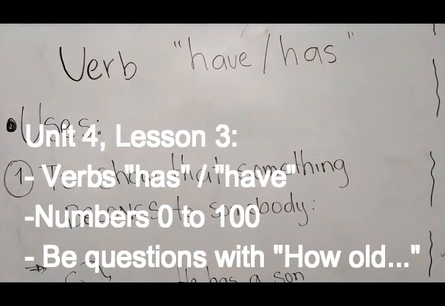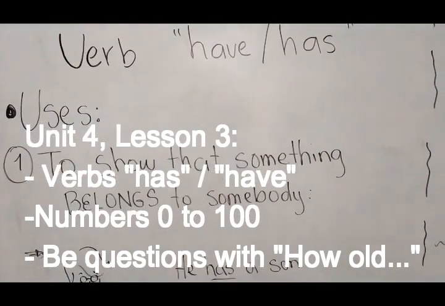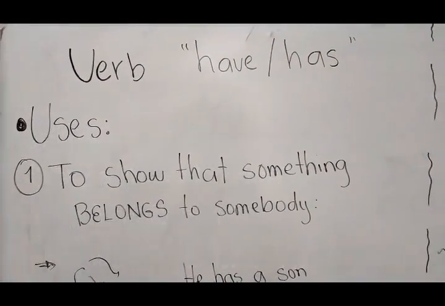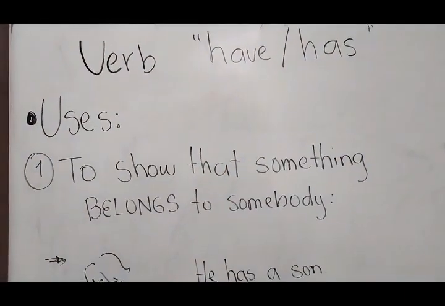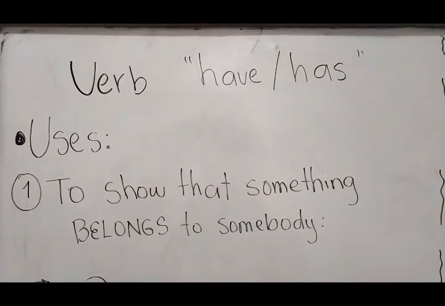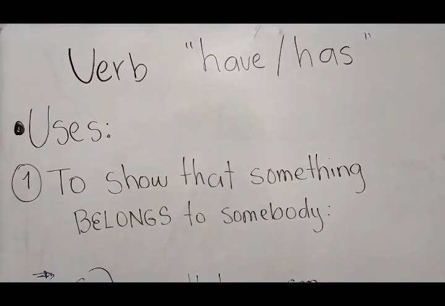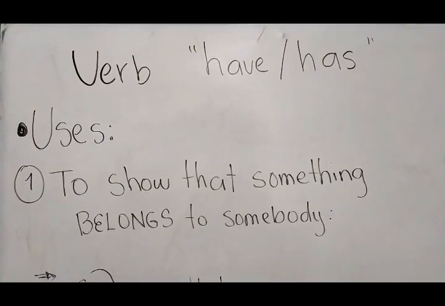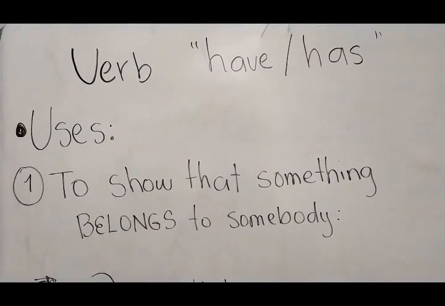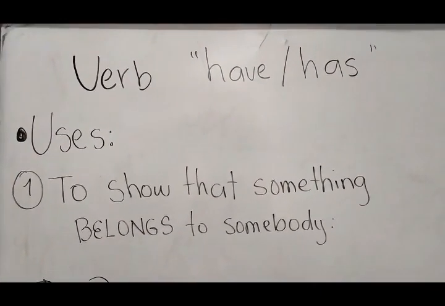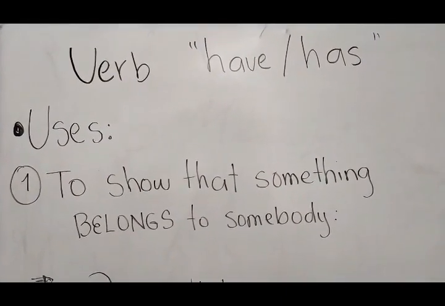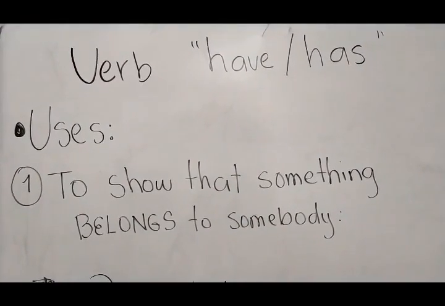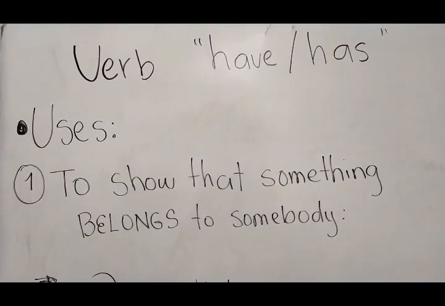For today's class, we're going to learn three different things. First, we're going to learn how to use the verb have and has. Second, we are going to practice some pronunciation of numbers. We're going to review the numbers, and finally we are going to learn how to ask questions with the verb to be and the question how old is or how old are.